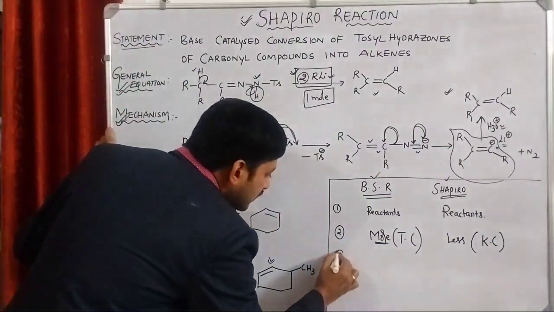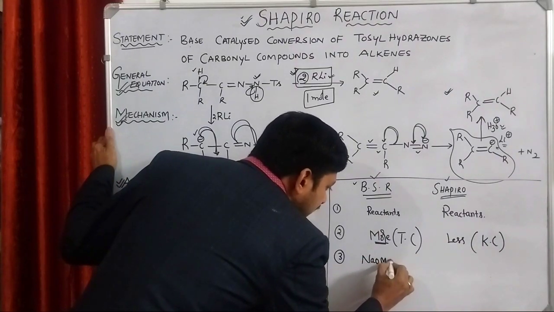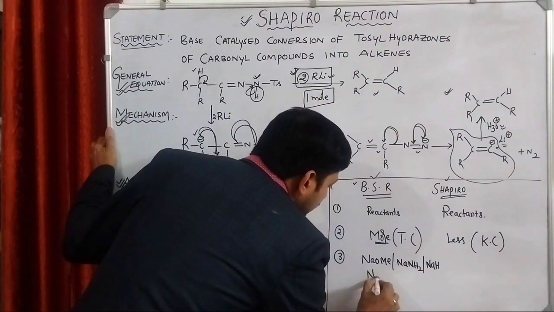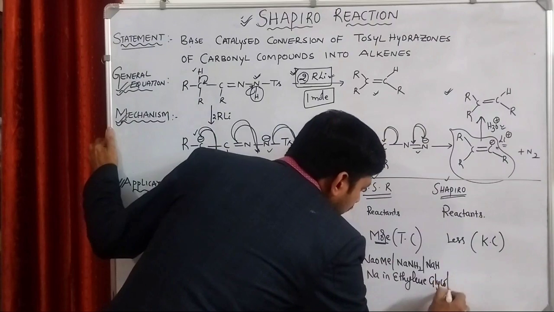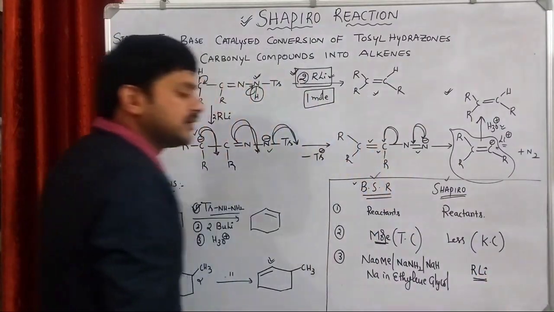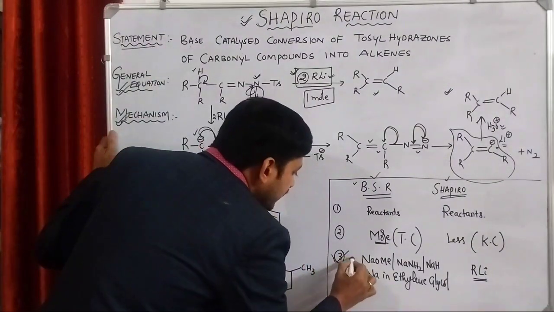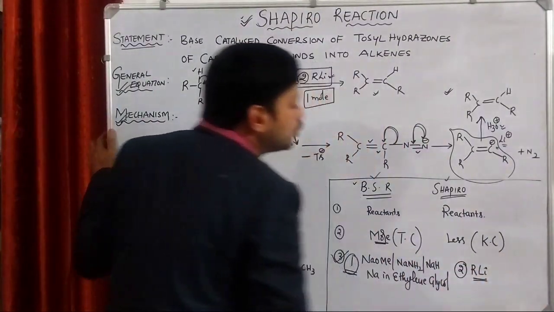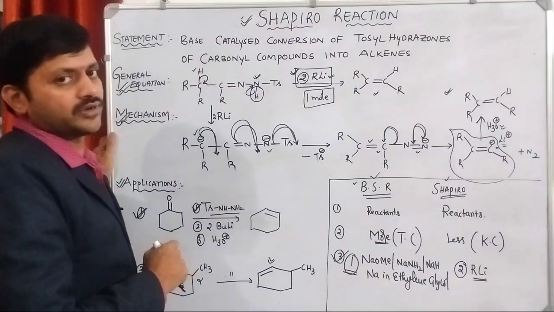The third point, the bases which we use in Bamford-Stevens reaction are sodium methoxide, sodamide, sodium hydride and sodium in ethylene glycol. In Shapiro reaction, the base used is what? Alkyl lithium. But here we need to identify and remember one thing. In case of the Bamford-Stevens reaction, we need to use only 1 mole of the base. In case of Shapiro reaction, we are going to use 2 moles of the base. So in this way, you need to remember both Bamford-Stevens and Shapiro reactions. Okay.